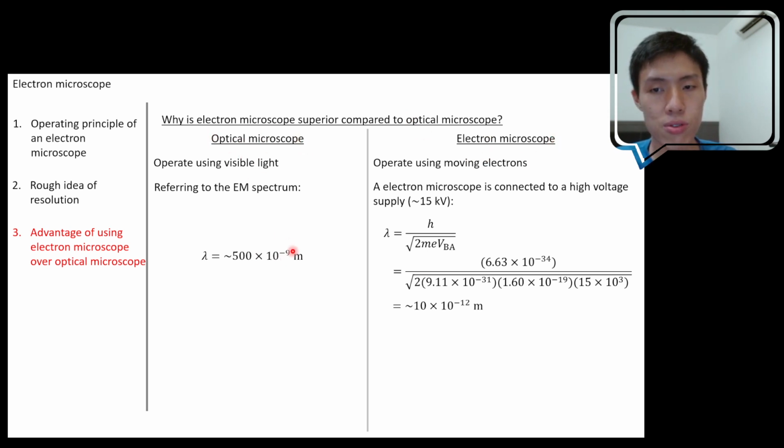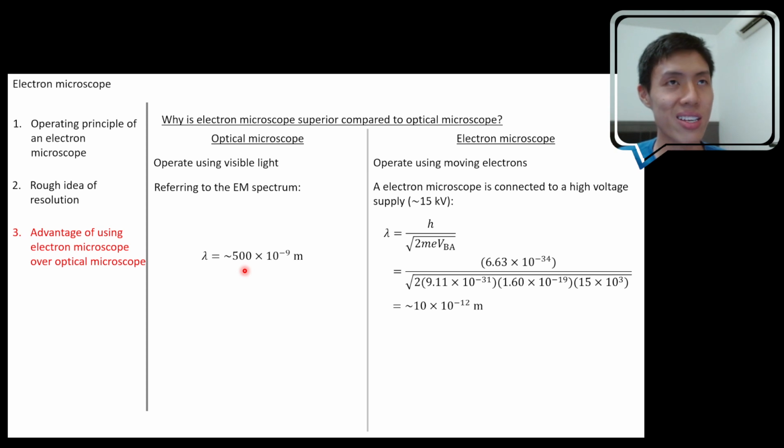For the optical microscope, we are operating in the range of nanometer. But for the electron microscope, we are operating in the range of picometer. In fact, it's not quite correct to say nanometer, because it's hundreds of nanometer, very near micrometer already. For light, you are operating near the micrometer range, but for the electron microscope, we are operating around the picometer range, which is a very big difference.